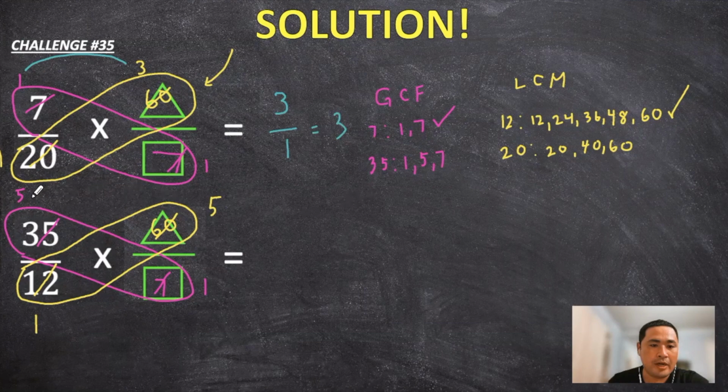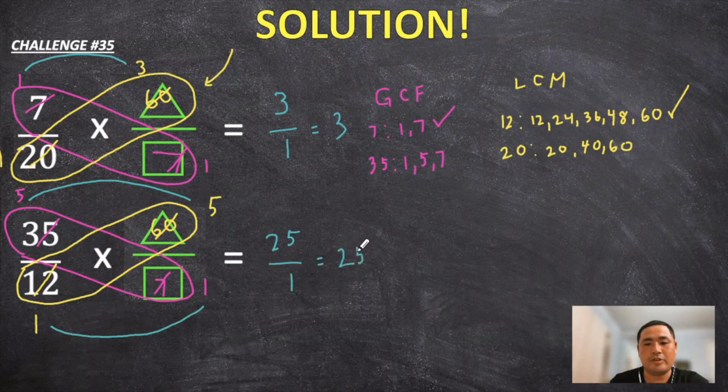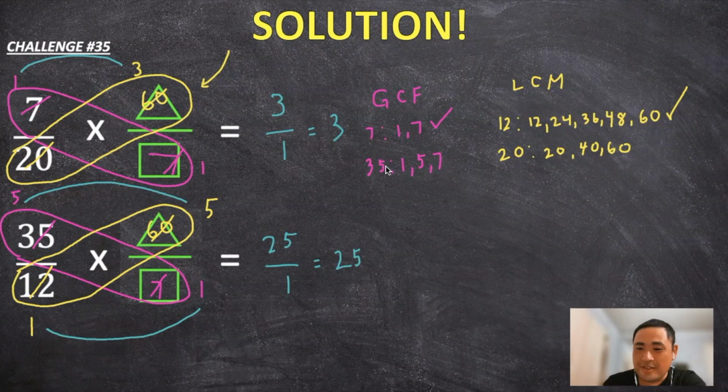And then for the bottom problem, the 5 and the 5 multiplied together will become a 25. Once again, the 1 and the 1 here, so we have 25 over 1, which is the same thing as 25. So the solution we were looking for was 60 over 7.